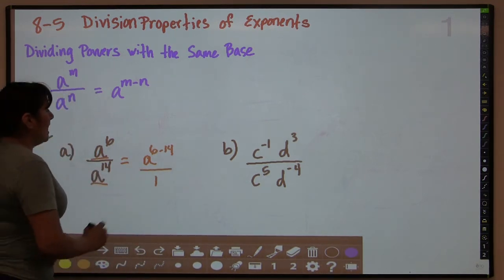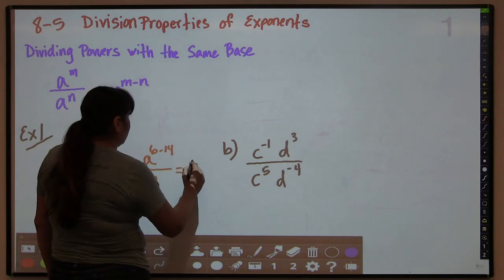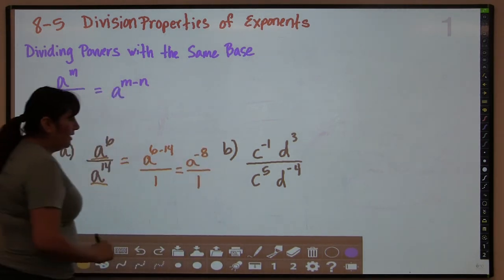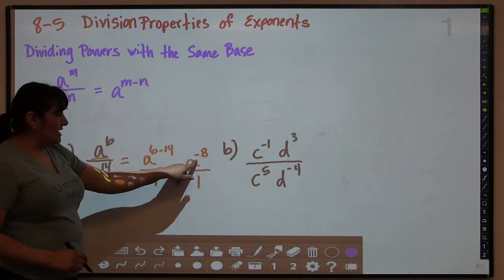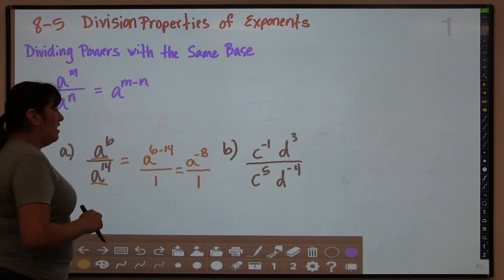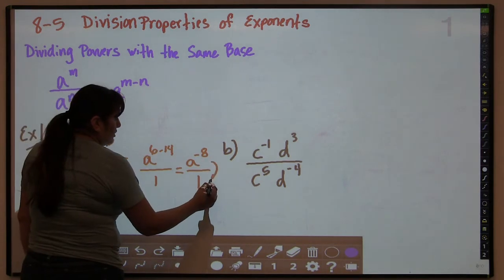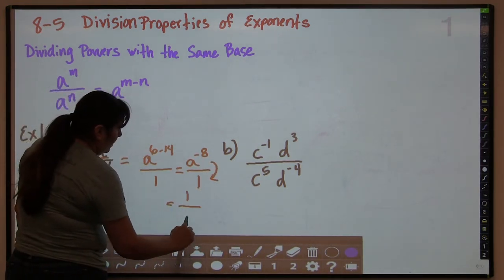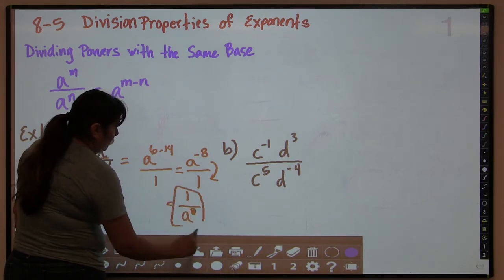Okay, and when I do that, 6 minus 14 is going to give me negative 8 as an exponent. There's still a 1 on the bottom. Because this is a negative exponent, you remember from before that our property said to move it to the bottom to make it positive. So at the end, my answer will be 1 over A to the 8th power. That would be my answer for that one.